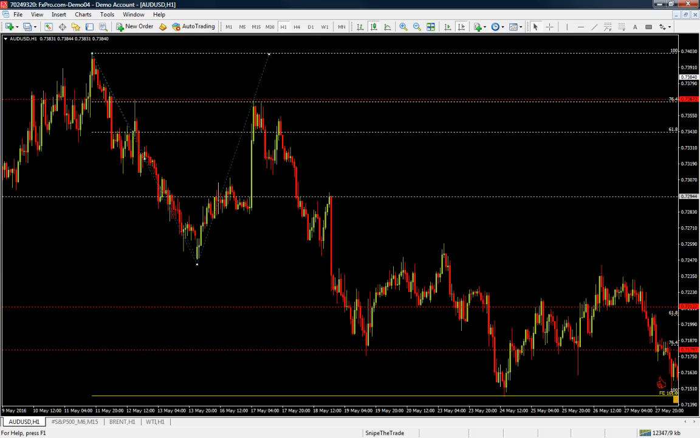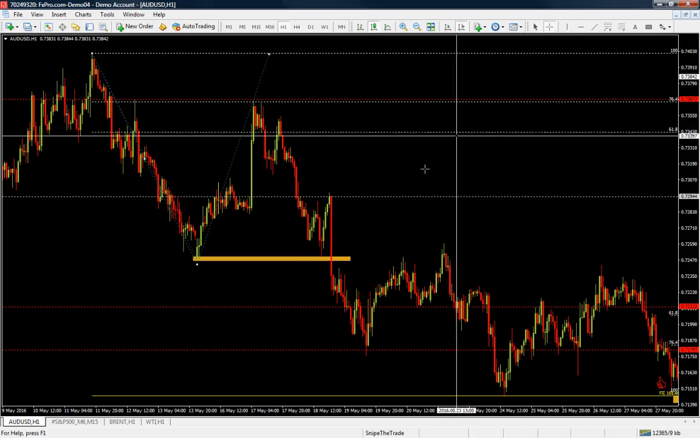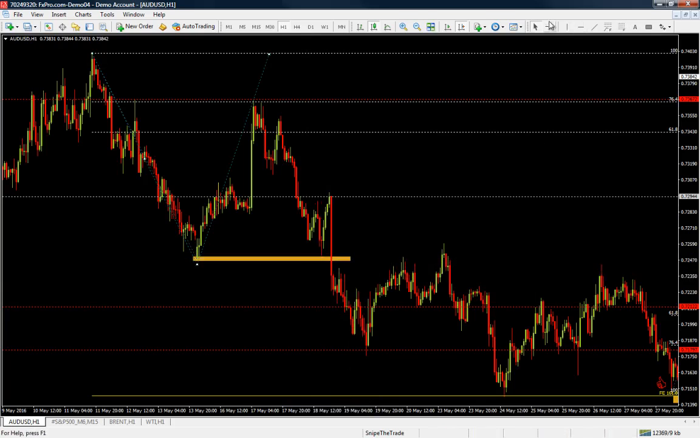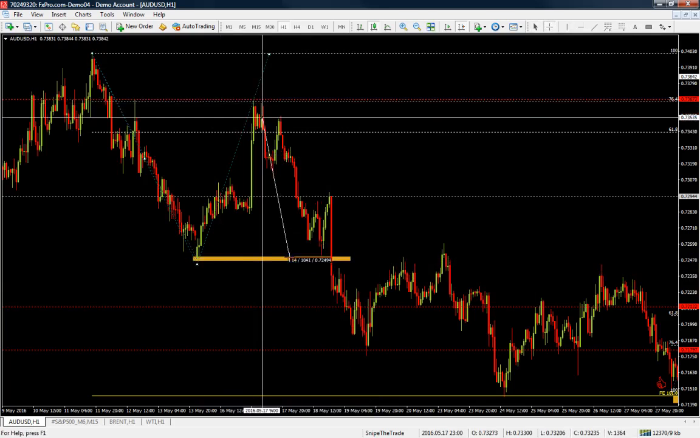And targeting in this case the low of the move. Because if you target the B of the ABCD, you are basically going to leave on the table, in this case, 100 pips, and you will only be making around 100.